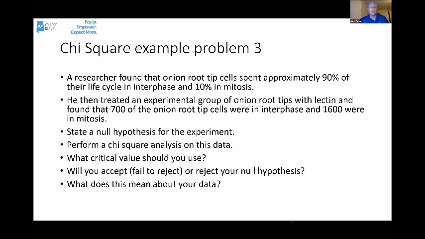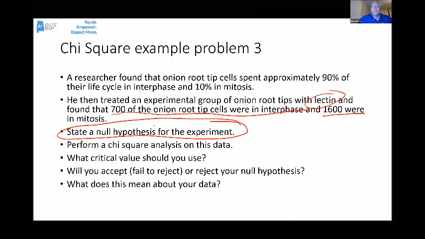That's interphase. All right, so the researcher then treated these onion root tips with lectin, a certain chemical. You may not know what that chemical does. You don't have to. And of the cells treated with lectin, he found that 700 were in interphase, 1,600 were in mitosis. State the null hypothesis for this experiment. What's our null hypothesis always going to be?